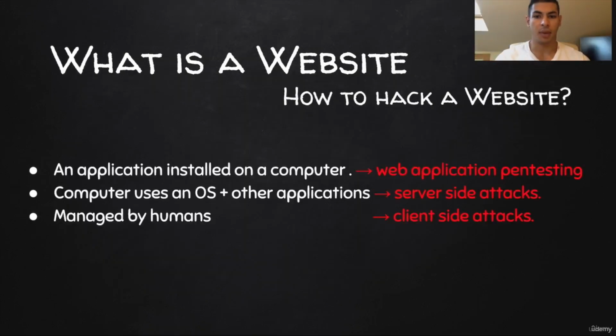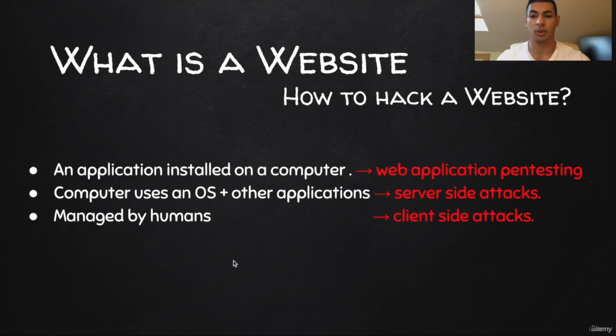How would you attack a website? You can use the methods that we learned so far for attacking a website, because we said a website is installed on a computer. So you can try to attack it and hack it just like another computer. You can try to use the server-side attacks, see the web server installed, the operating system, and all the other applications, and see if any of them has any vulnerabilities that you can use to gain access to the computer.